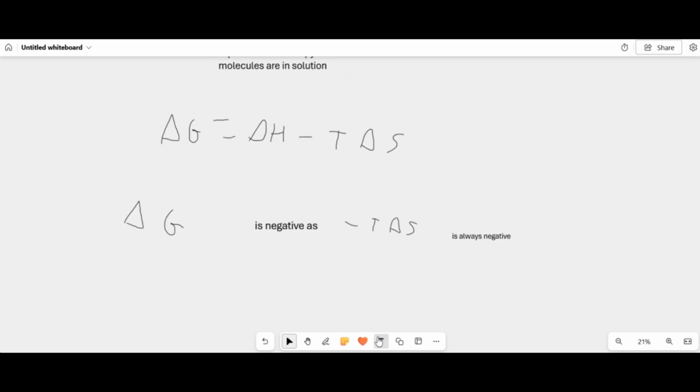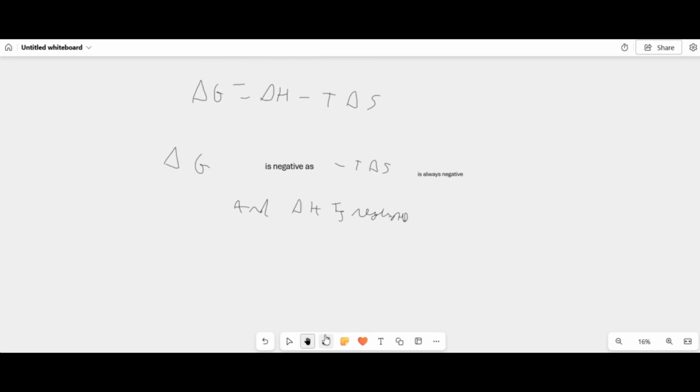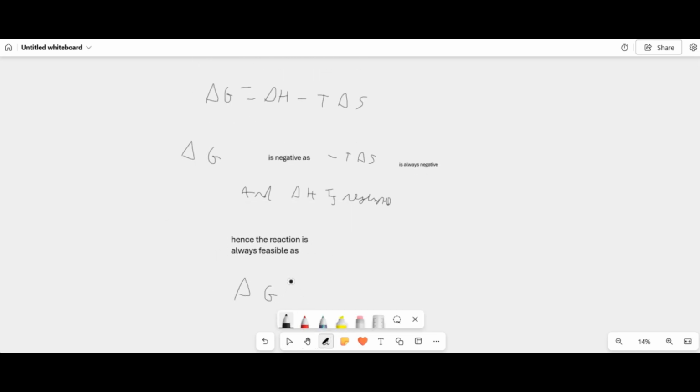Alright. So therefore, and also you can write that delta H is negligible. So what I'm saying is that delta H is not changing between the two ligands, between the two complex ions. And hence the reaction is always feasible as delta G is less than zero. Cool. That's all the marks there.